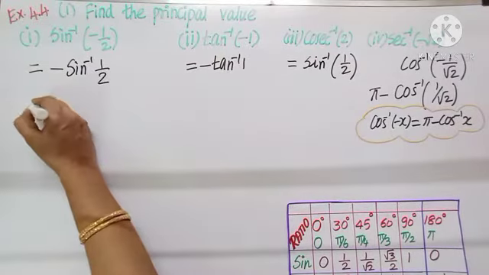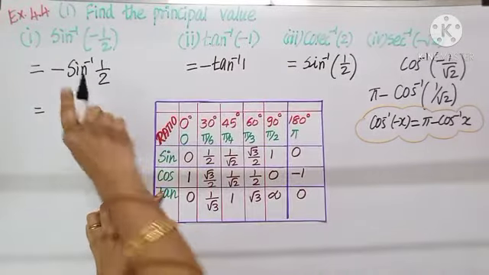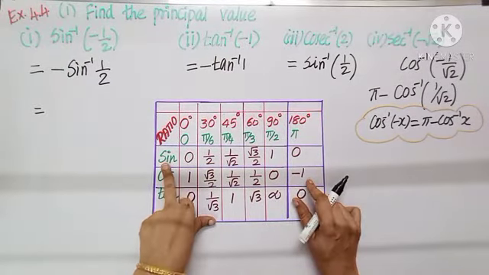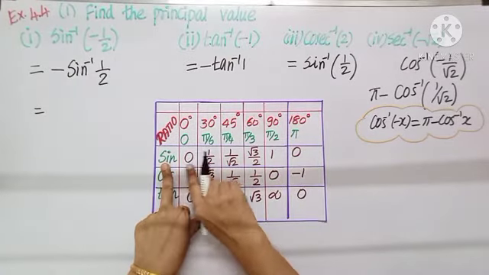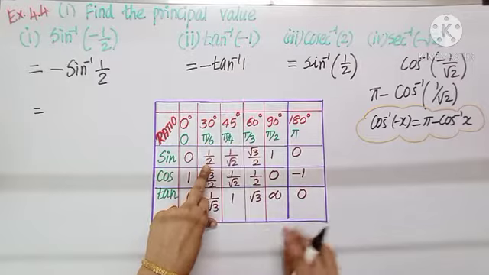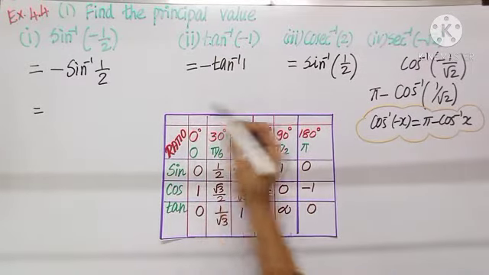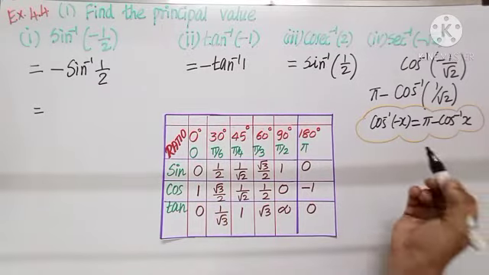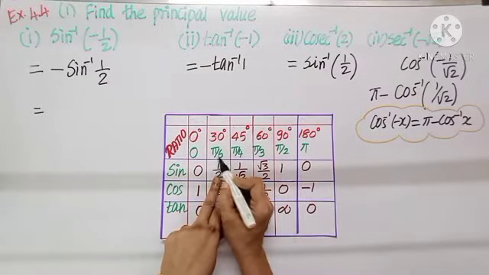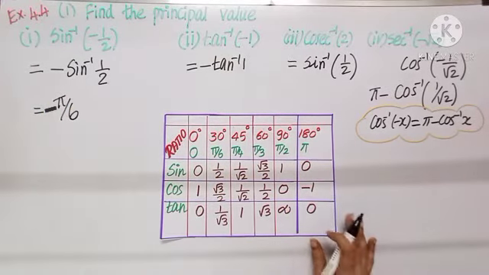Now the answer is very simple. Refer to the table. We are in sine inverse. So in sine ratio, half. Check where half is coming here. What is the angle? 30 degrees. So we will write 30 degrees, but in inverse function, it is good to write the radians. So half is nothing but pi by 6. So my answer is pi by 6.